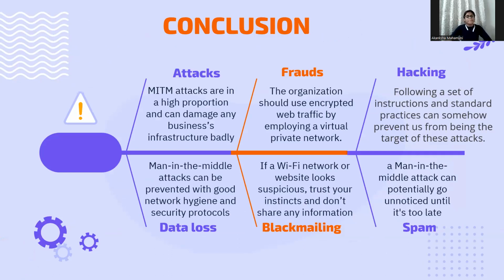Conclusion: these attacks are performed in high proportion and can damage any business's infrastructure. An organization should use encrypted web traffic by employing a virtual private network. Then it can be prevented with good network hygiene and security protocols. If a Wi-Fi network or website looks suspicious and our instinct tells us that we should not connect to it, then we should always listen to our instinct. A man-in-the-middle attack can potentially go unnoticed until it's too late.